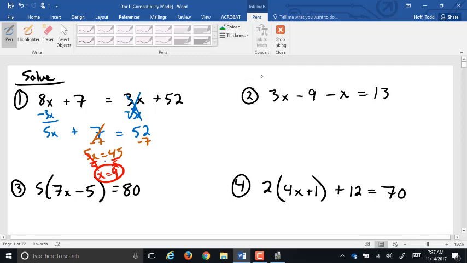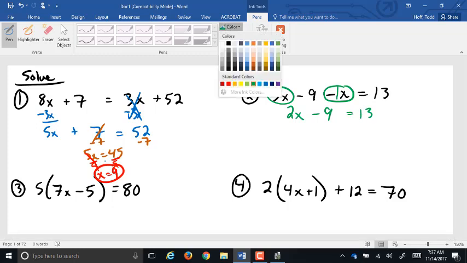Number 2, where do we start? Well, the x appears twice again, but this time they're both on the same side, which means we can just combine them. Now this is a 3x. We think of this as a negative 1x, which makes 2x. So 2x minus 9 equals 13.